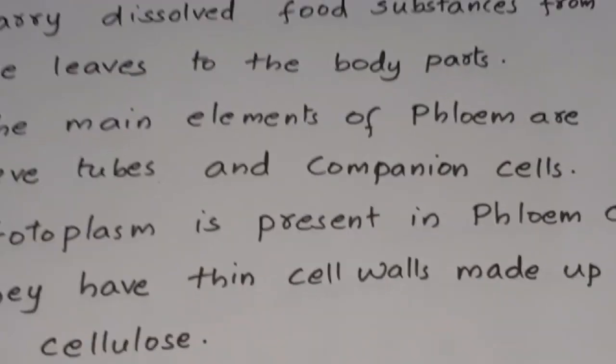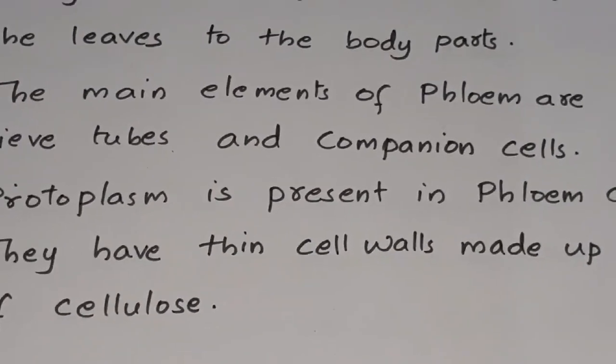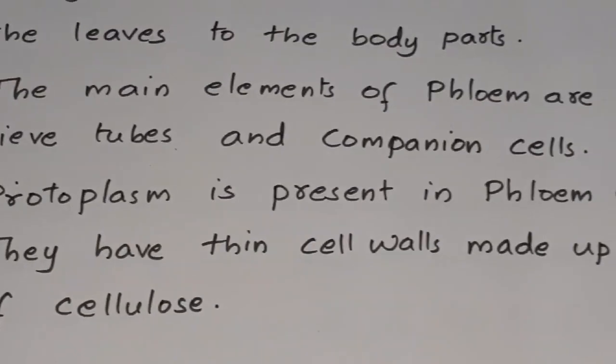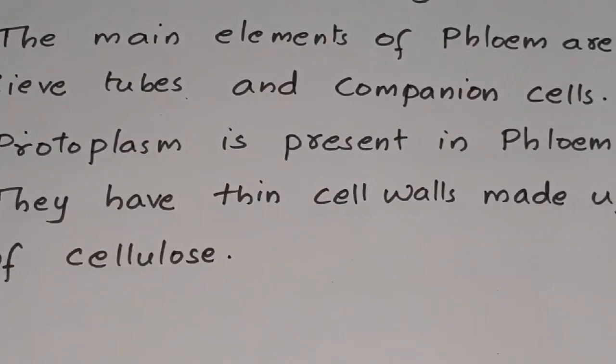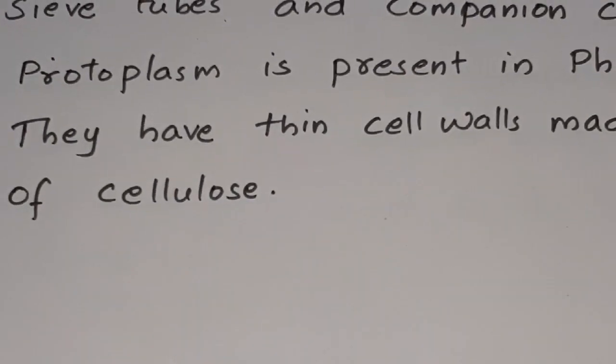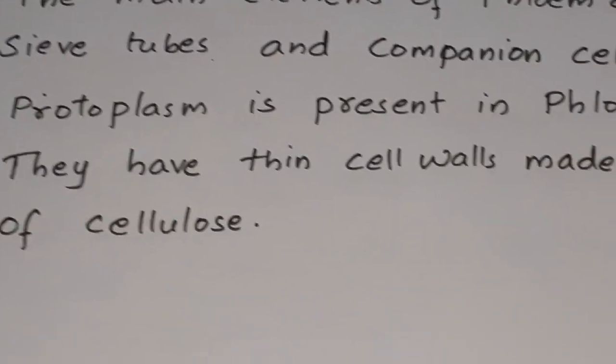And they have thin walls made up of cellulose. In xylem, they have thick walls made up of lignin, but here in phloem, they are thin walls made up of cellulose. Phloem is made up of cellulose, xylem is made up of lignin. So keep in mind, you may get a question on the difference between xylem and phloem.